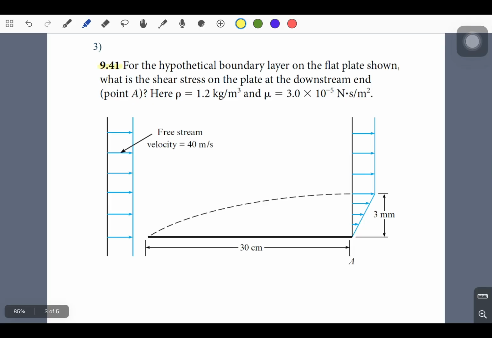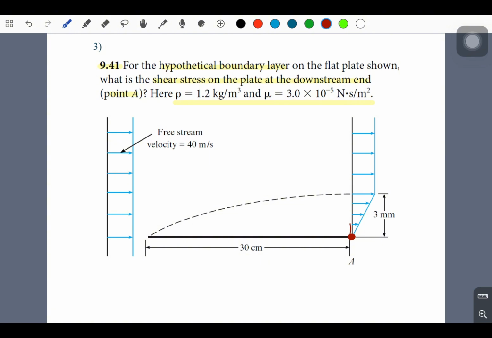Okay, this is question 9.41. For the hypothetical boundary layer on the flat plate shown, what is the shear stress on the plate at the downstream end, which is point A? And we are also given the density and dynamic viscosity. So the question is clearly asking for the shear stress at this point, which is the downstream end of this plate.